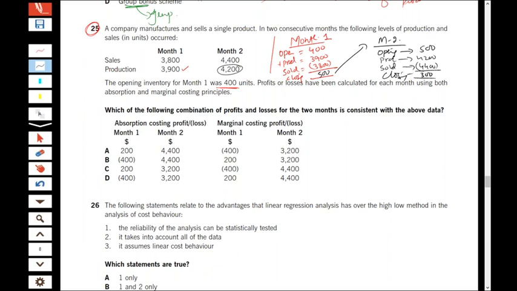300. Remember, what happened in month number 1? Month 1, your production was 3900 and your sales was 3800. That means production was greater than sales. So what would be the answer here? Your absorption profit is high and marginal profit is low.